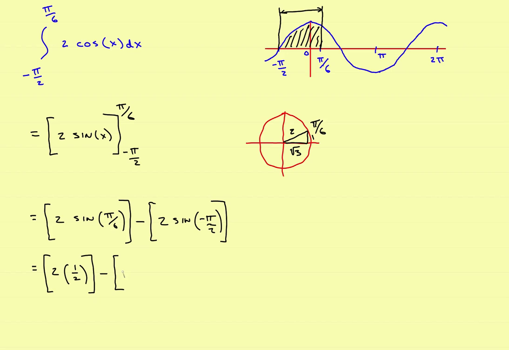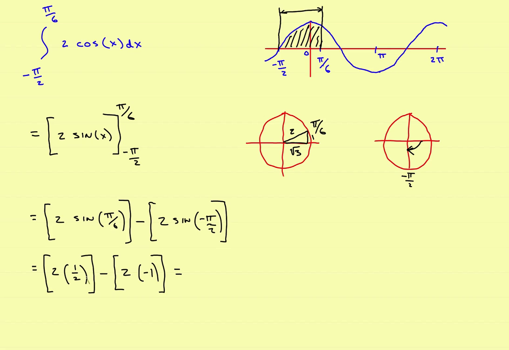Then this time you want the sine of negative pi divided by 2. Well, let's take a look at that angle. It would be right here. So negative pi divided by 2 goes straight down like that, so it's a negative 90-degree angle. Now, the sine of a negative 90-degree angle is negative 1.